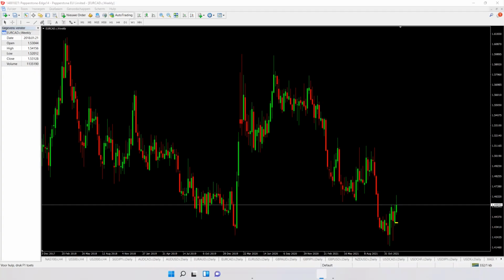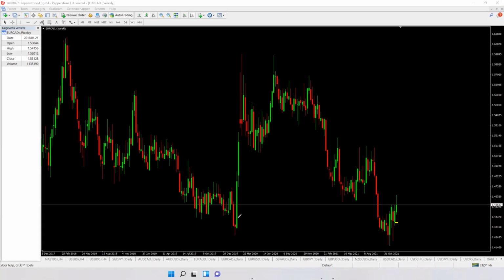All right, so we are looking at the Eurocad weekly chart, and I know not everyone trades this pair, but it's very, very clean in terms of the price action. I trade this pair. It's a very profitable pair for me. And today I'm diving deeper into Wyckoff and analyzing this.